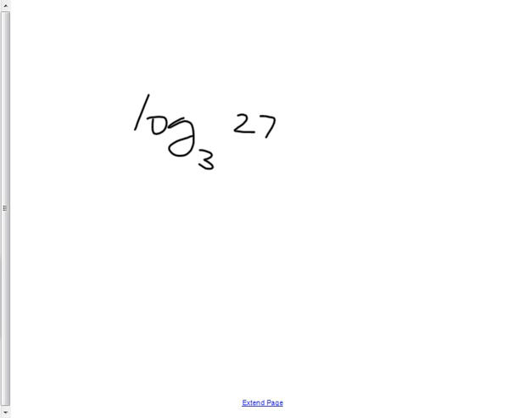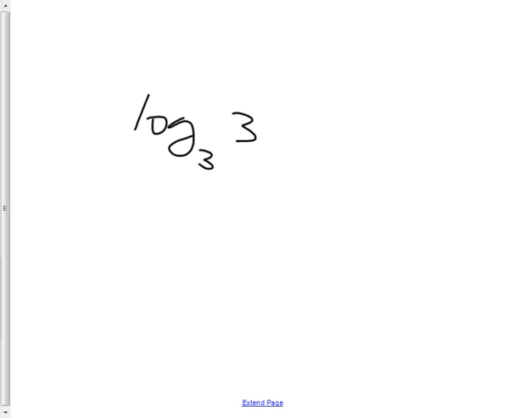Log base 3 of 27. Nope. The base and the argument, both of these cannot be negative. The exponent can be negative, like the answer to it at the end. That can be negative. Got an answer? Tell me what's right. No, not 3.